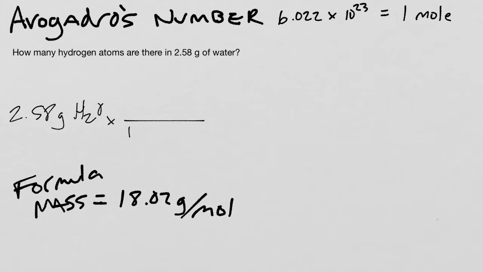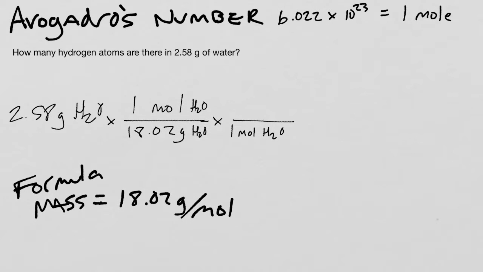So we're going to say 18.02 grams per mole. On the bottom here, we're saying 1 mole, and we can use our conversion factor like this. Mole of water. We're talking about water here. All right, now that we're in moles of water, we're going to use Avogadro's number and say 1 mole of H2O contains 6.022 times 10 to the 23 molecules of water.